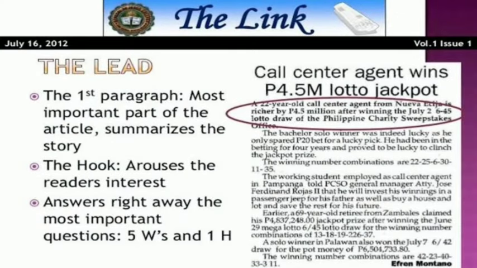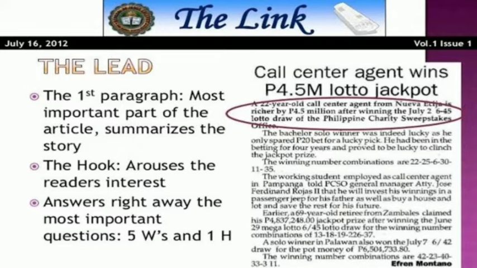Call center agent wins 4.5 million pesos Lotto jackpot. A 22-year-old call center agent from Nueva Ecija is richer by 4.5 million pesos after winning the July 2, 6/45 Lotto draw of the Philippine Charity Sweepstakes Office. The Bachelor solo winner was indeed lucky, as he only spared 20 pesos bet for a lucky pick. He had been in the betting for 4 years and proved to be lucky to clinch the jackpot prize.